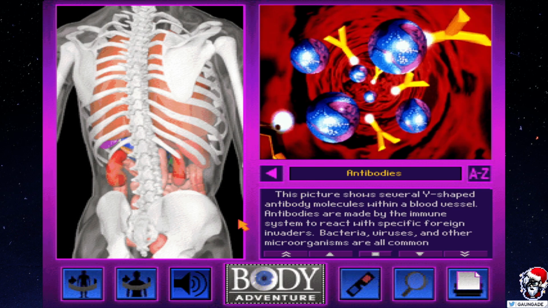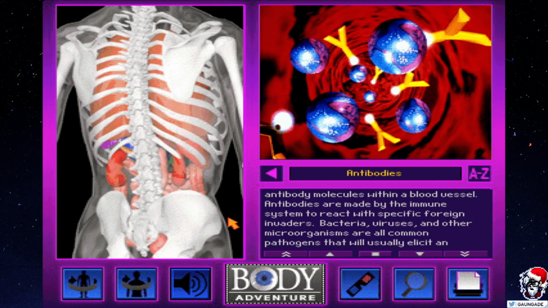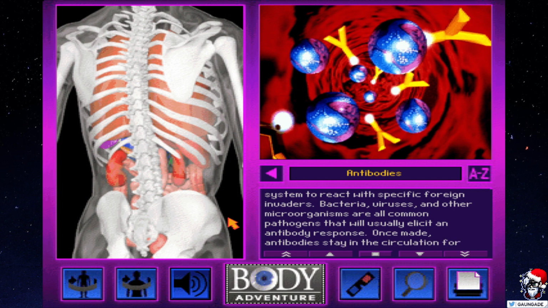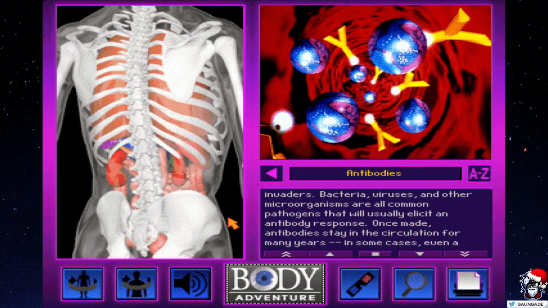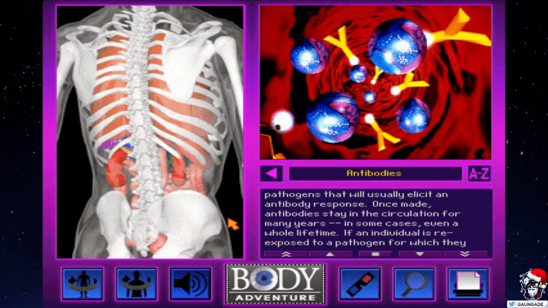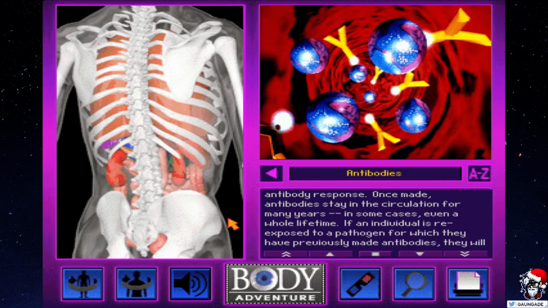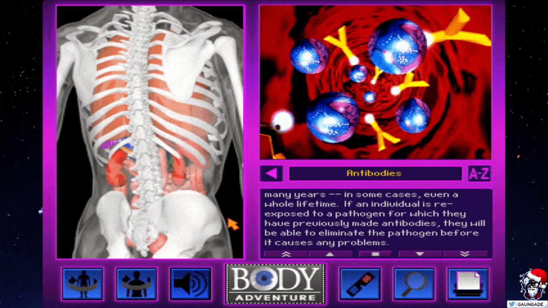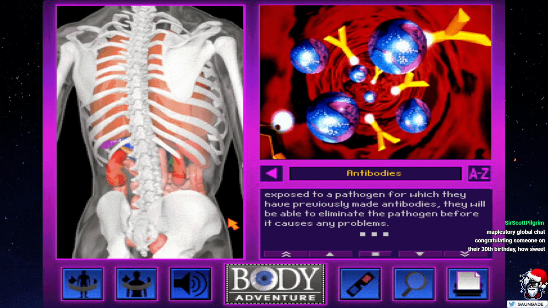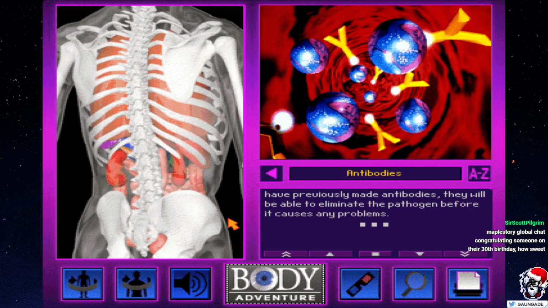And antibodies. This picture shows several Y-shaped antibody molecules within a blood vessel. Antibodies are made by the immune system to react with specific foreign invaders. Bacteria, viruses, and other microorganisms are all common pathogens that will usually elicit an antibody response. Once made, antibodies stay in the circulation for many years, in some cases, even a whole lifetime. If an individual is re-exposed to a pathogen for which they have previously made antibodies, they will be able to eliminate the pathogen before it causes any problems.